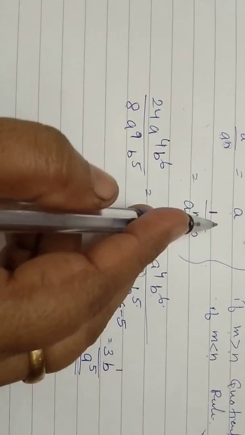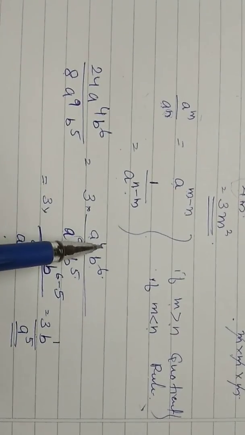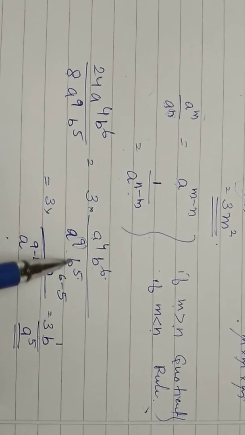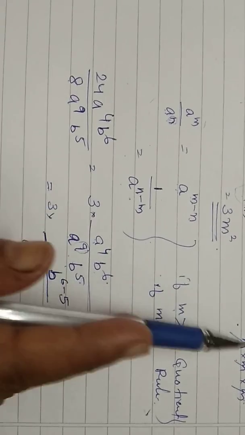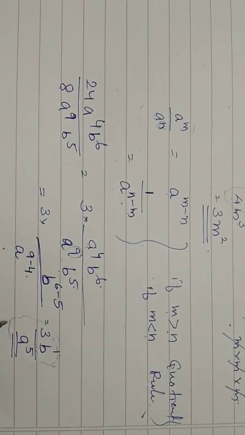In this way we can use the quotient law. Otherwise we have to expand a raised to 4, b raised to 6 and a raised to 9, b raised to 5, expand all like this, cancel the like terms and find the final answer. That will be the same as this.